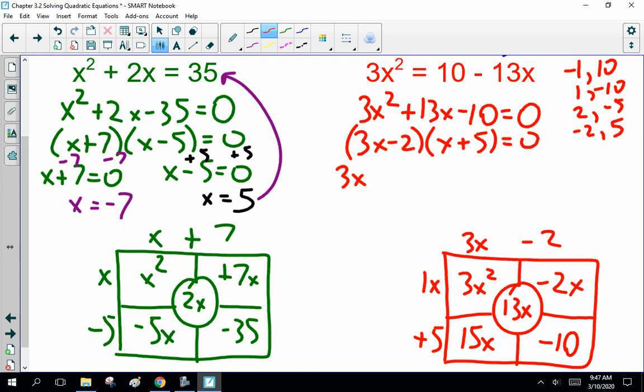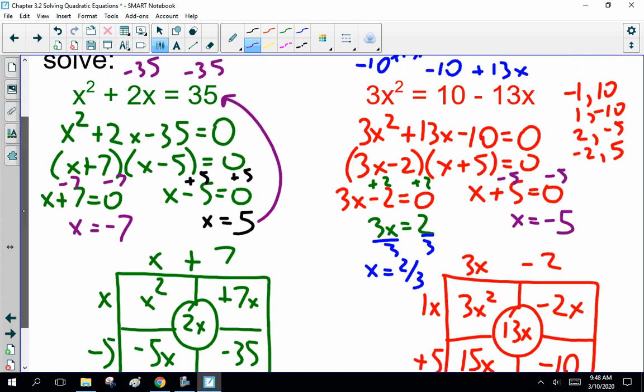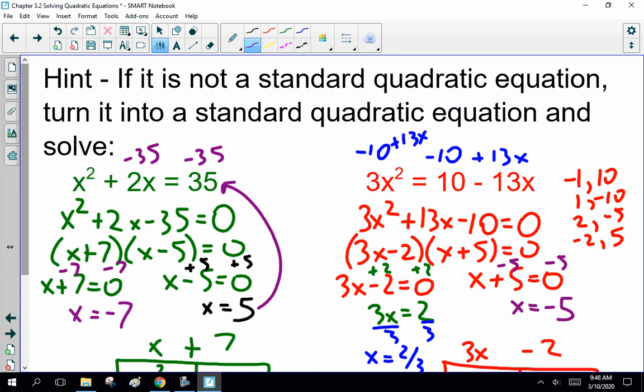So 3x minus 2 is 0. X plus 5 is equal to 0. Plus 2, 3x equals 2. Divide by 3, x is 2/3. And minus 5, x equals minus 5. Okay? So, if it's not a standard quadratic, turn it into a standard quadratic and solve.